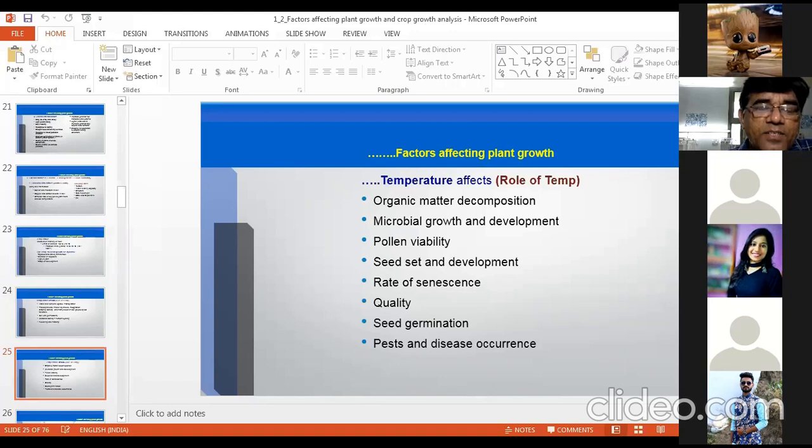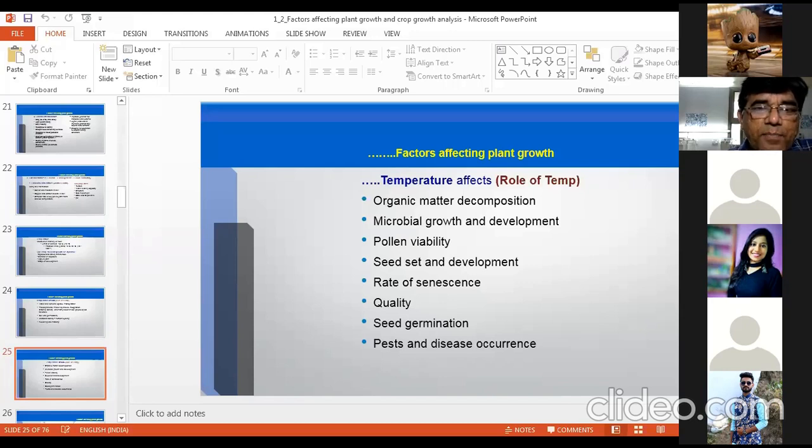If temperature is too low, then organic matter decomposition will happen at a very slow pace. Of course, many other factors also affect organic matter decomposition, like C:N ratio or water content. Microbial growth and development is influenced by temperature, and in turn, these microbes will affect your nutrient availability as well as root growth. Temperature has a significant role in pollen viability. If it is too high or too low, pollen viability is affected.